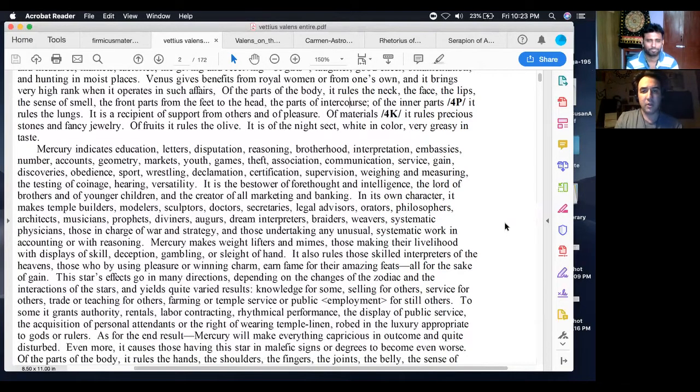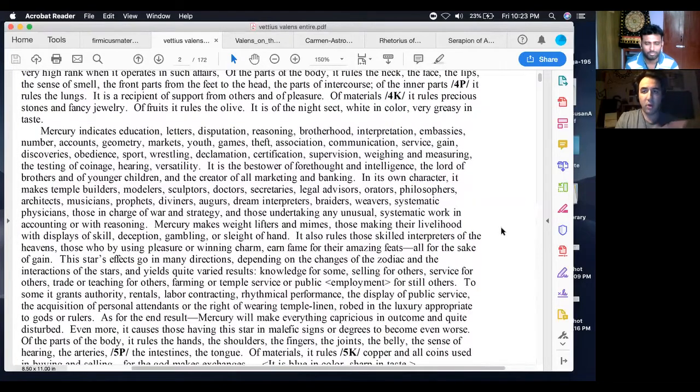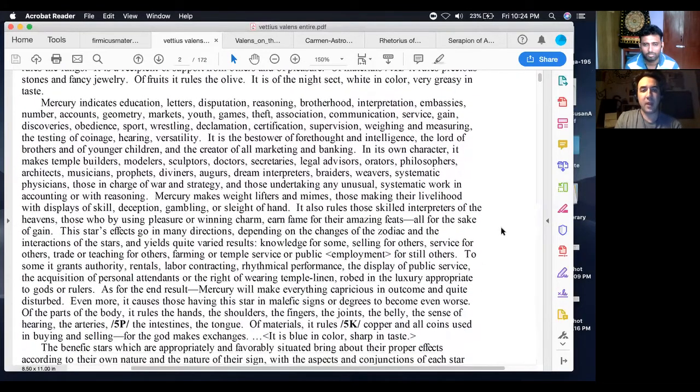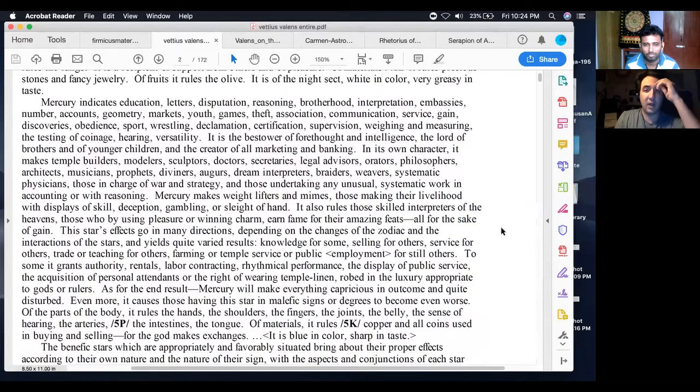Absolutely. Materials, it rules precious stones and fancy jewelry. Again, harmony, aesthetics, beauty, all domains of Venus. Of fruits, it rules the olive. That actually does make sense to me. Olive oil is a very wonderful thing in many ways. It's white in color, night sect, and greasy in taste, which is interesting. Greasy kind of makes sense because with greasy foods you want more of them. They're stimulating and whatnot. And white in color is maybe associated with the purity of Venus. Something like that. Anyway, I think Venus shines.